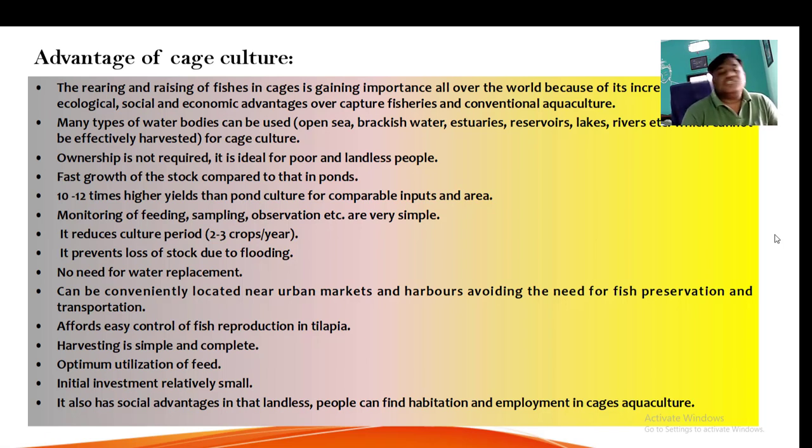Then optimal utilization of feed. Whatever feed we have given to the fishes in the cages, about 90% is easily utilized by the fishes. Okay, it means optimum utilization of food. Then the initial investment is relatively small. It also has social advantages, in that landless people can find habitation and employment in cage aquaculture.